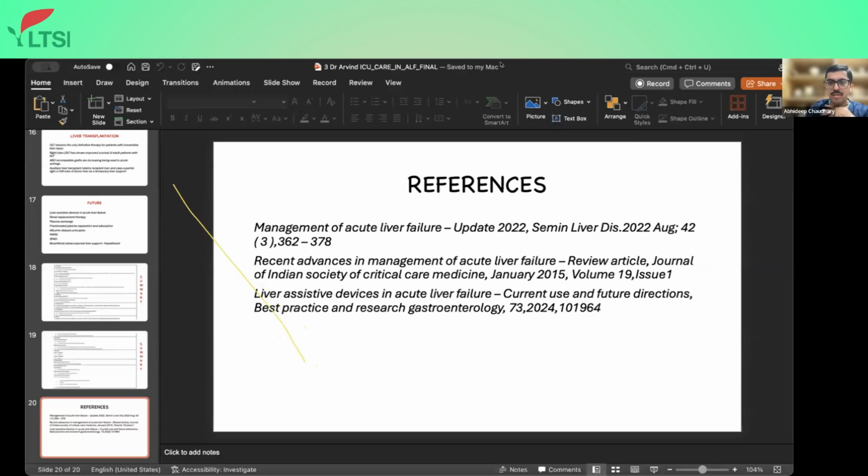Thanks, Dr. Arvind. There are a couple of questions in the chat box. When do you decide to initiate CRRT? We generally, even if the renals are normal, urea and creatinine normal, still want to start CRRT early.